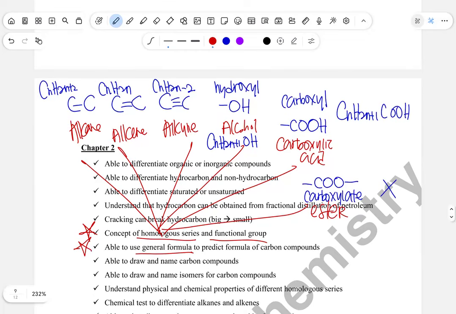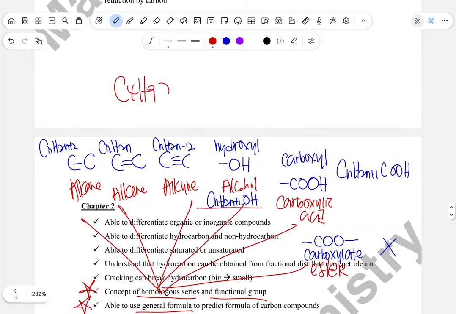So we can use the general formula to predict the carbon compound. Today, I want to know the alcohol that has 4 carbon. So take this 4 carbon, C4H9OH. Yeah? I want to get the formula for alkene which has 5 carbon, C5H10. You got it? That's how we use general formula.